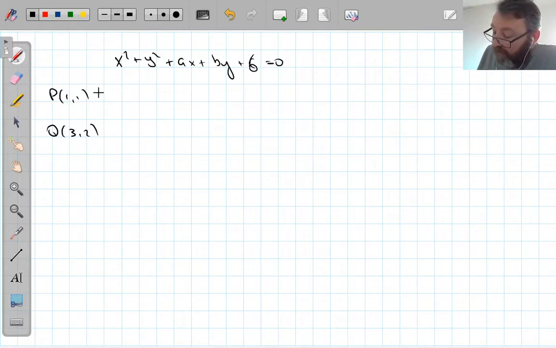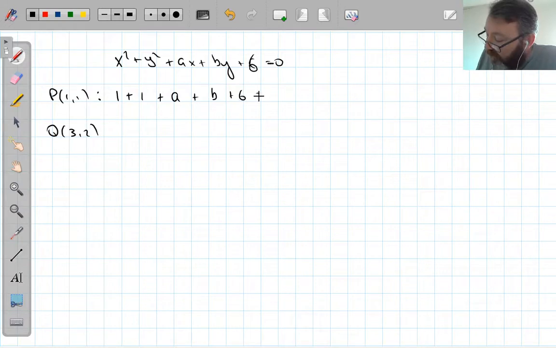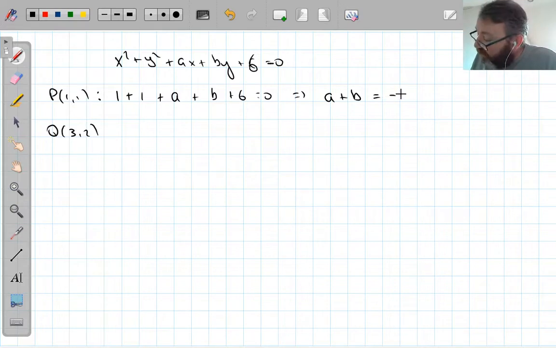So in the first one, I'm going to put 1 and 1 in for x and for y. 1 goes in for x, that gives me 1. 1 goes in for y, that gives me 1. Then that gives me 1a and 1b plus 6 is equal to 0. Which gives me the first of my equations: a plus b equals, now 1 and 1 is 2 and 6 is 8, but 8 on the right-hand side is minus 8, and that's equation number 1.